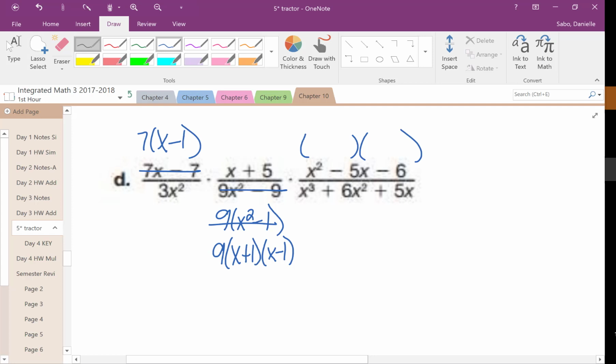What can I do on the top here? X minus 6, x plus 1. Again, I'm just crossing it out so that I don't confuse myself when I go back. What about this bottom? There's a couple things we have to do here. We have to take out an x first before you do what we did on the top there.